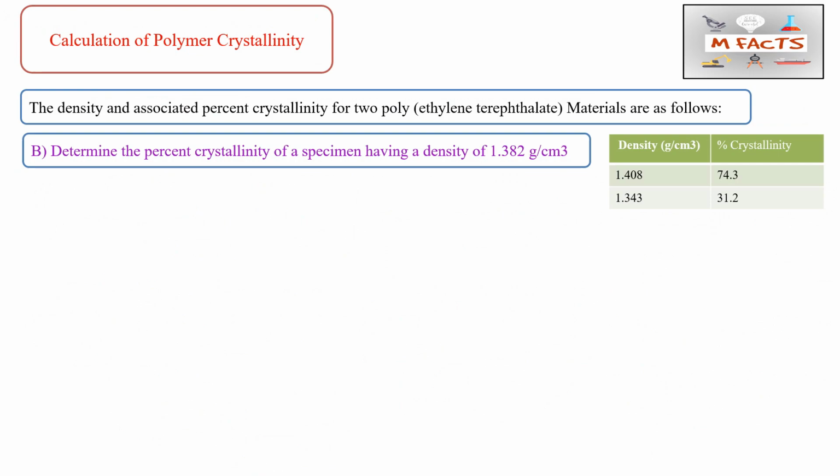So the next part of this question is: determine the percentage crystallinity of the specimen having a density of 1.382 gram per centimeter cube. Okay, so they again give one more specimen, with the specimen density rho s given as 1.382 gram per centimeter cube, and they are asking for the percentage crystallinity. The rest of the data we can take from the previous calculations.